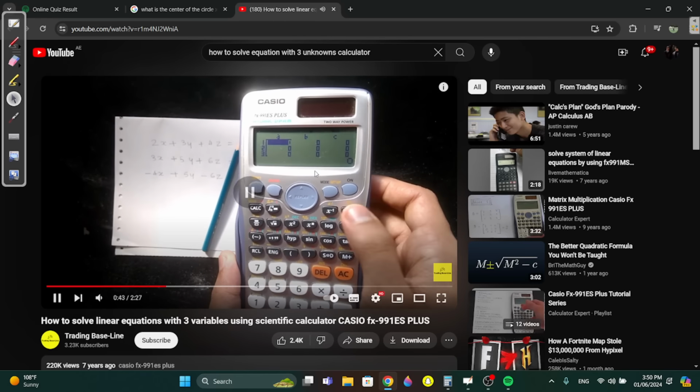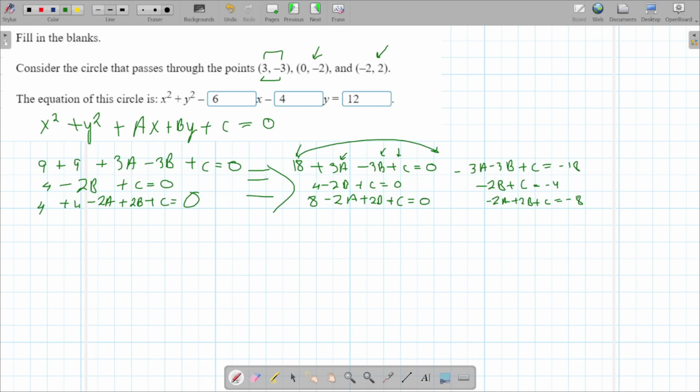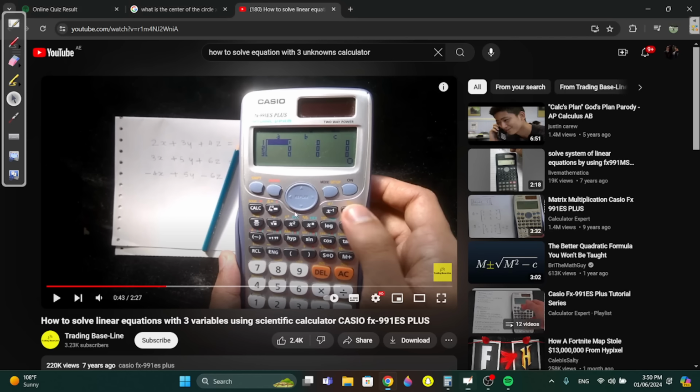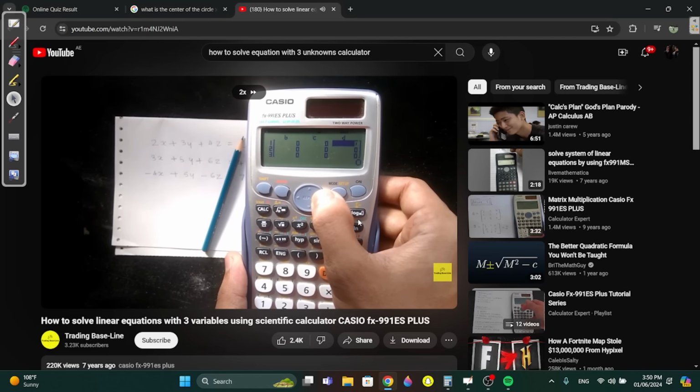So you're going to have 3 slots. And what did we get? We had 3 slots, right? So you're going to start with the first one, 3a minus 3b plus c. So you're going to input into the calculator 3, minus 3, 1, and then negative 18. There's a fourth box. He should show it. Yeah, there's a fourth.